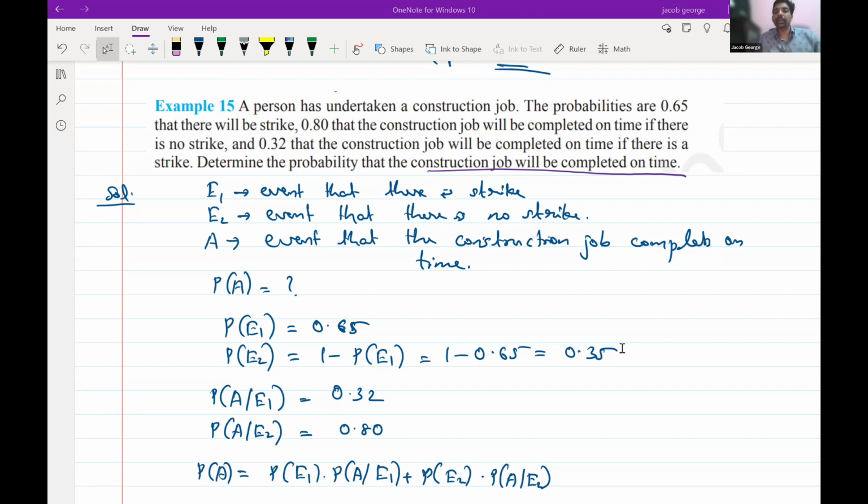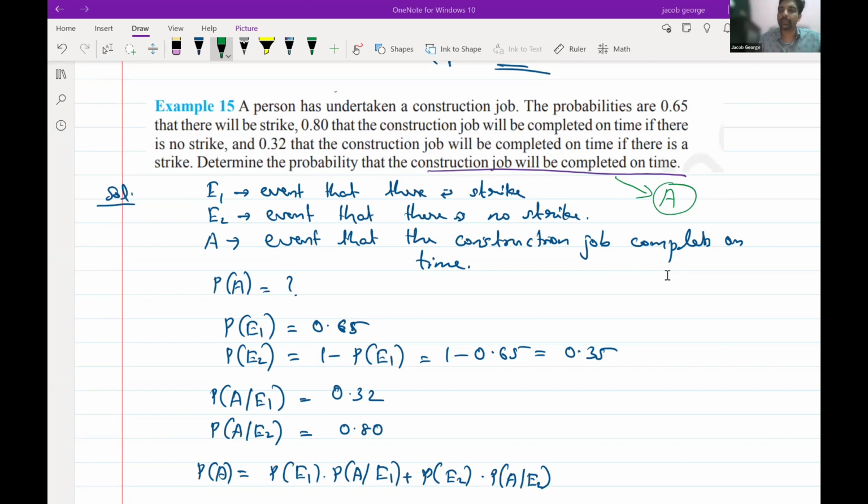Determine the probability that the job will be completed on time. So this is capital A. That means this problem is to find out capital A. The job will be completed on time. So we take capital A be the event that the job will be completed on time. So this problem is to find out P of A. P of A means this is total probability or Bayes theorem. What is this problem?